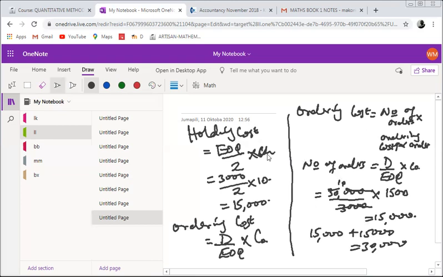But note, how do we get the holding cost? EOQ over 2 times CH. How do we get the ordering cost? It is actually D over EOQ times CO. And sometimes you can be asked about the number of orders. The number of orders is D over EOQ, and you are sorted.